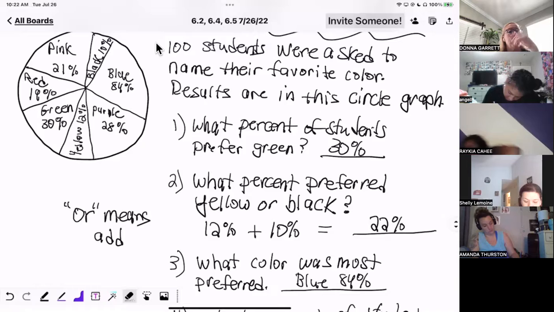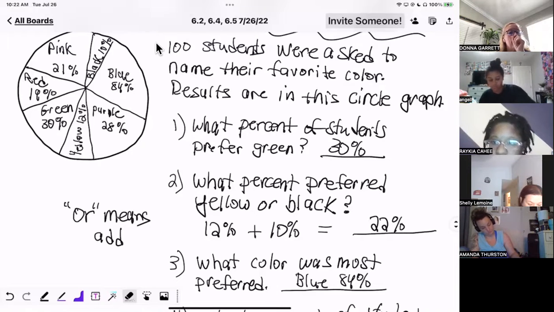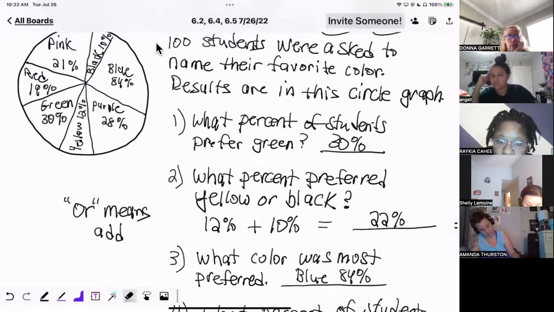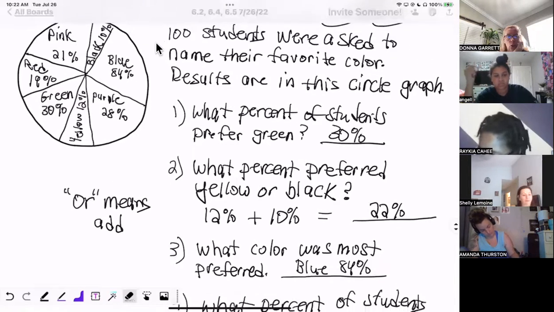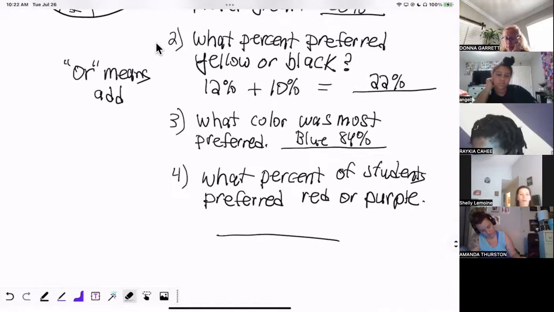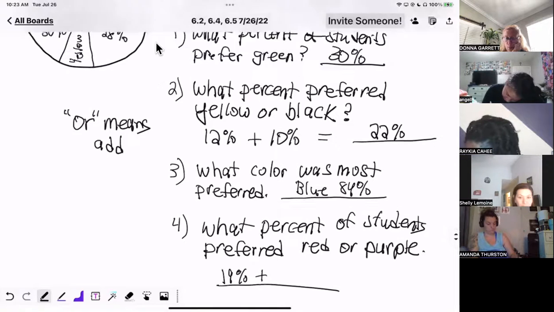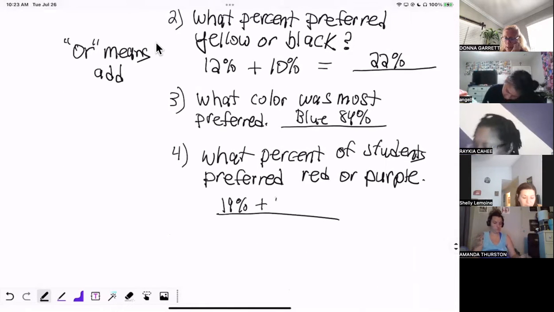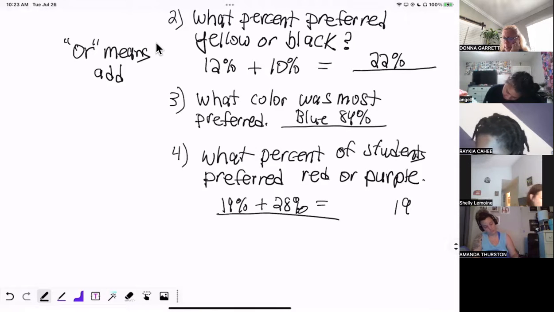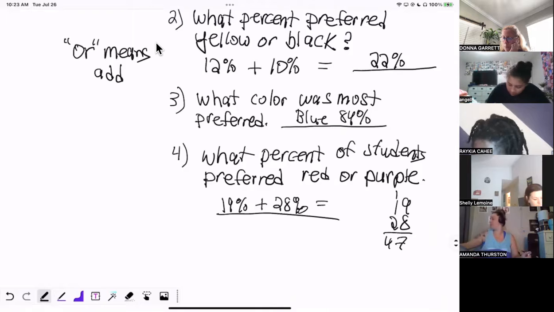I'm going to add another one at the end. Something else I want to add. So red or purple? Red was 19%. Or means add. Purple was 28%. If you add them together, 19 and 28, 47%.